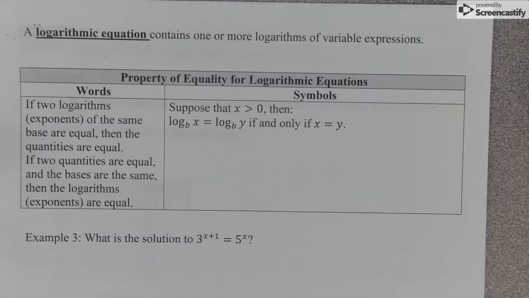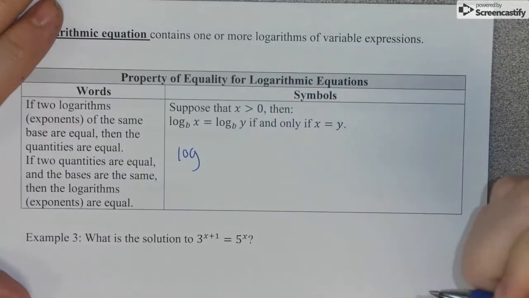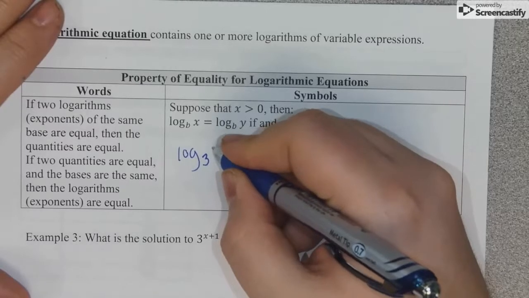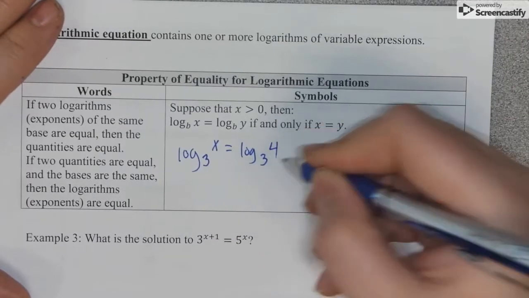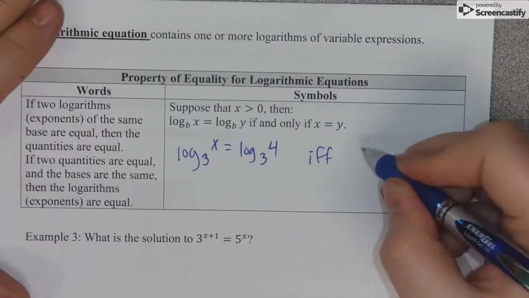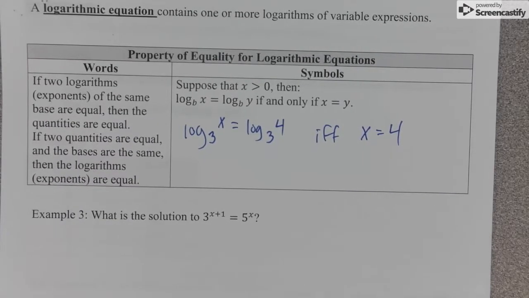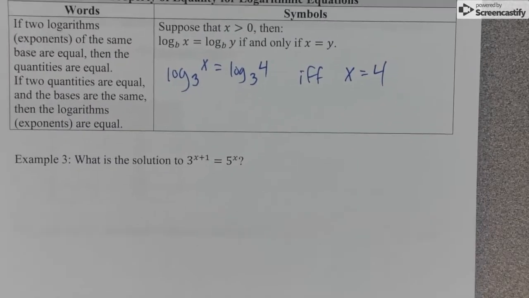So as an example for that one, let's say we have log base 3 of x equal to log base 3 of 4. Well, this is true if and only if x equals 4. And again, this should make sense intuitively: if these are going to be equal, then x should be 4. Just like the last property, if these are going to be the same, then x should equal 4. Again, this should be more intuition than anything.